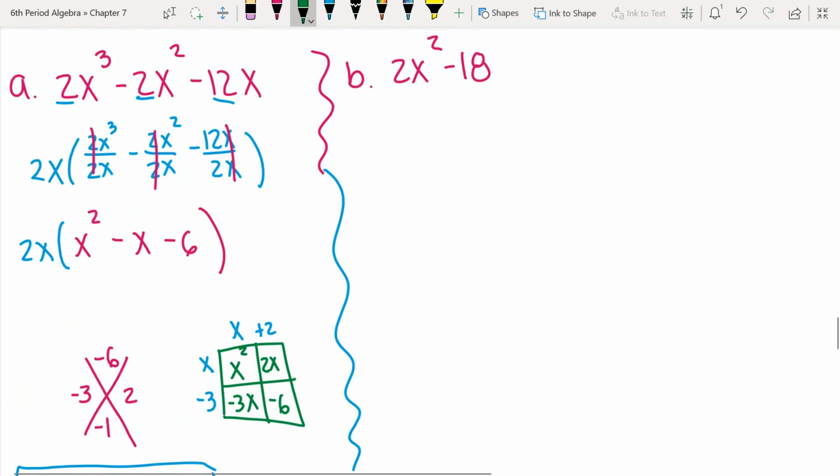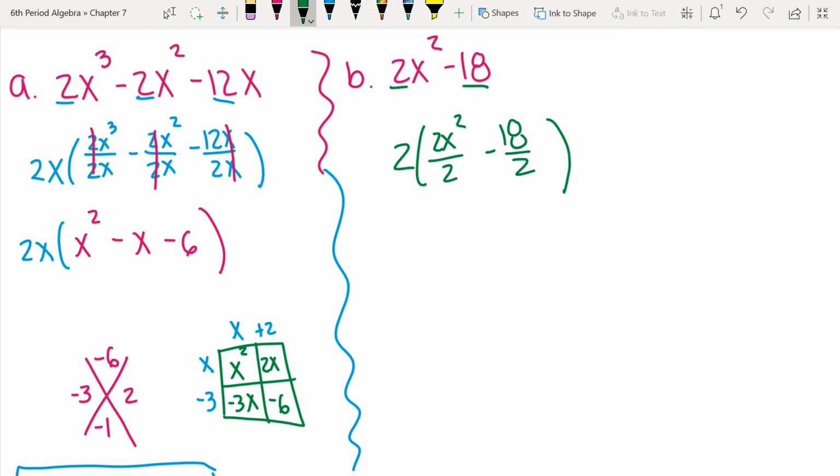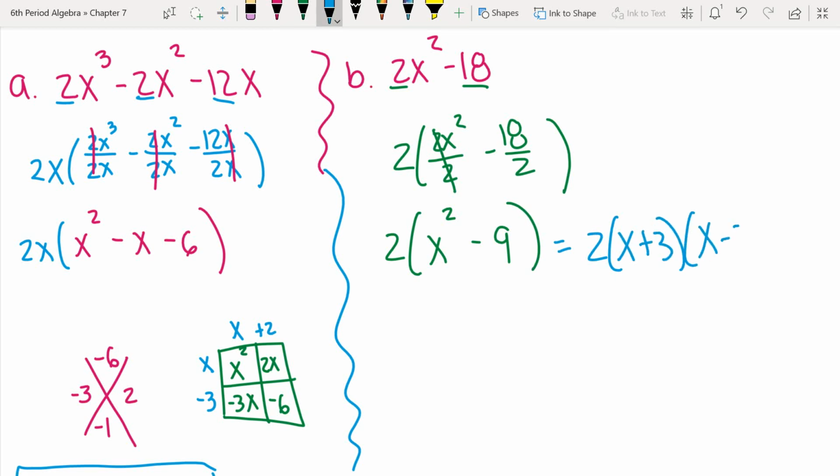Let's see how you did on B. On B, I see that they probably only have a number in common because they don't both have a variable. So I just compare 2 and 18, and they have a 2 as a GCF. When you factor out a 2, which is really dividing it from every term, you'd end up having 2 times (x squared, because the 2's cancel, minus 9). Well, I can recognize right off the bat that this is a difference of squares, so I know my final answer should look like 2 times (x plus 3) times (x minus 3).